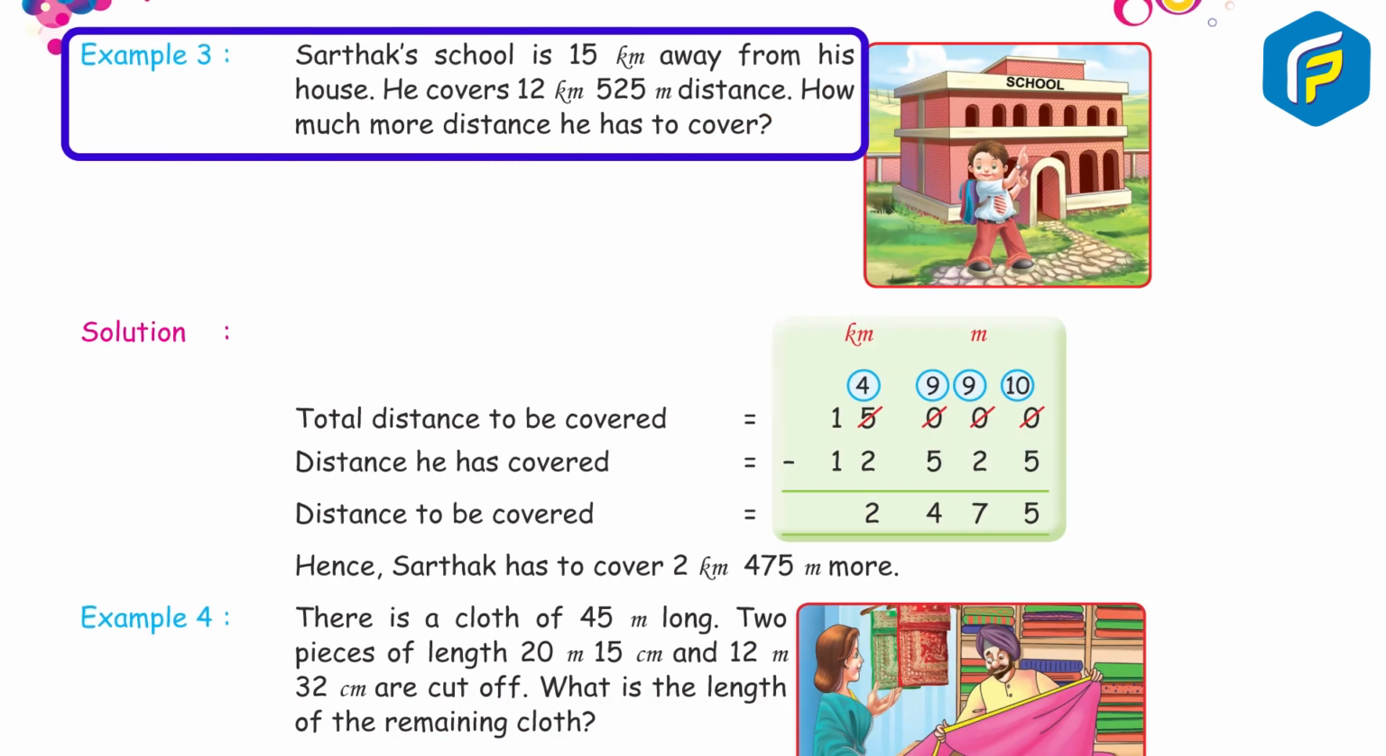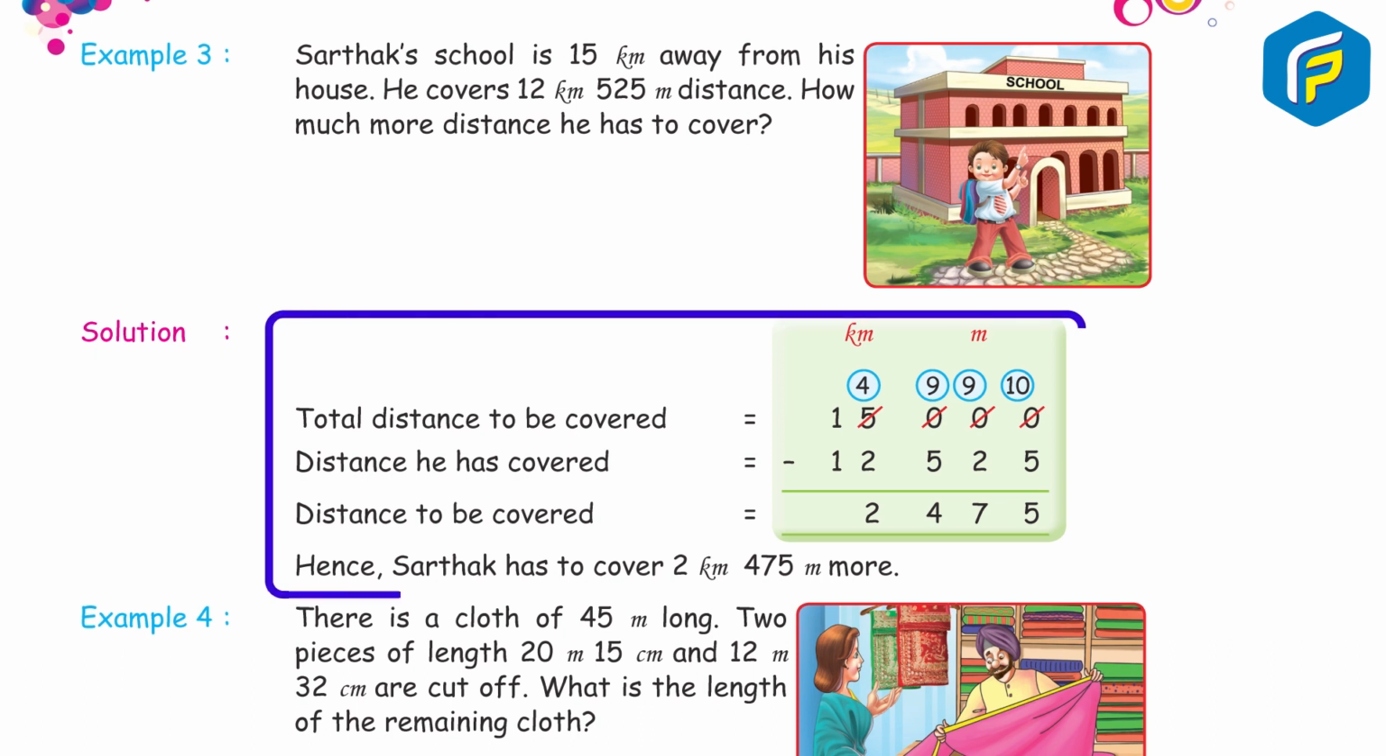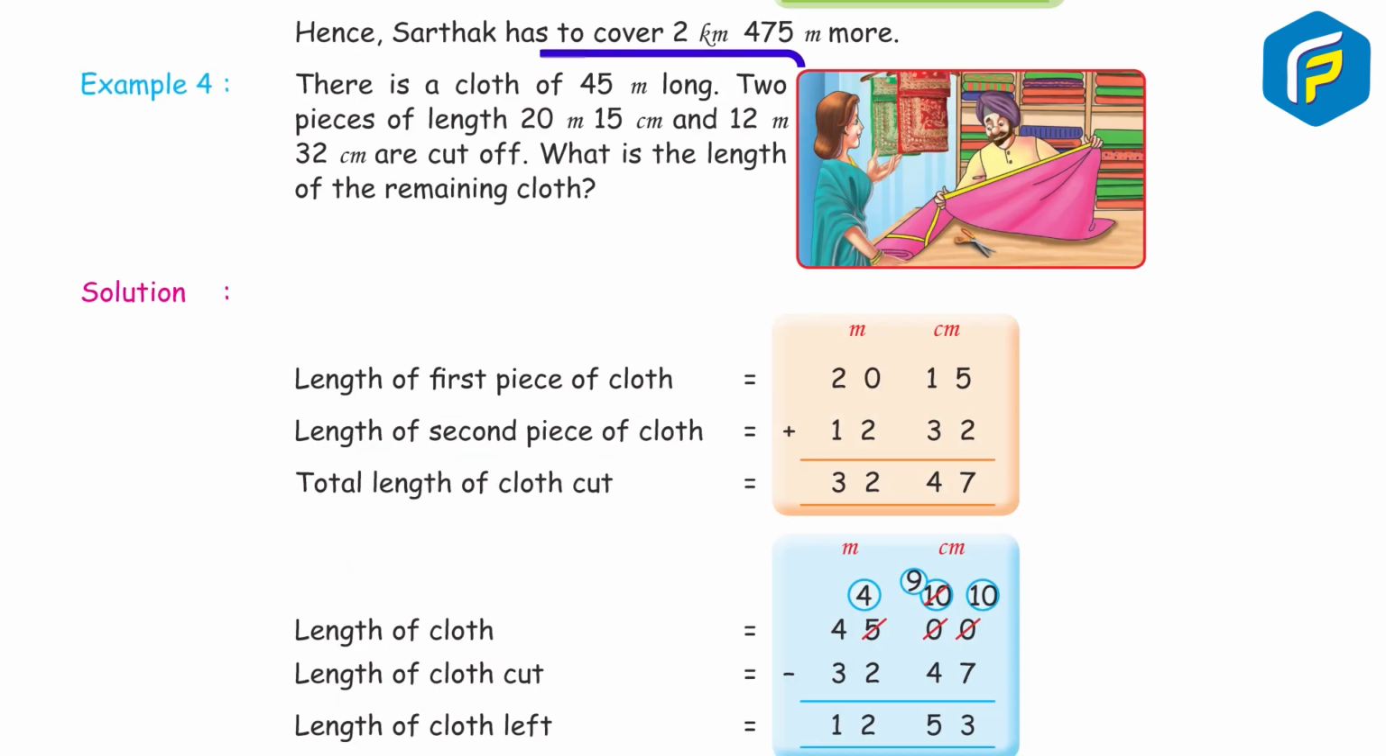Example 3. Sarthak's school is 15 kilometer away from his house. He covers 12 kilometer 525 meter distance. How much more distance does he have to cover? Solution: total distance to be covered 15,000. The distance he has covered 12,525. Distance to be covered 2,475. Hence, Sarthak has to cover 2 km 475 m more.